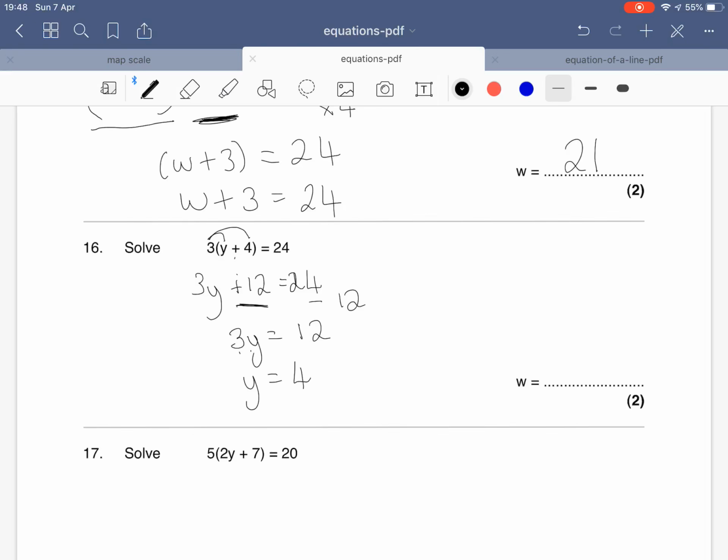3 times what is 12? So y is 4. No, why have they... Oh, that freaked me out then. It says w there, that should say y.